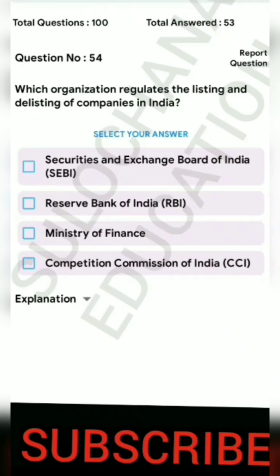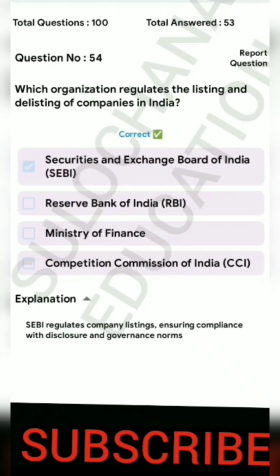Which organization regulates the listing and delisting of companies in India? Options are A, SEBI, B, RBI, C, Ministry of Finance, D, Competition Commission of India. Correct answer is option A, SEBI.